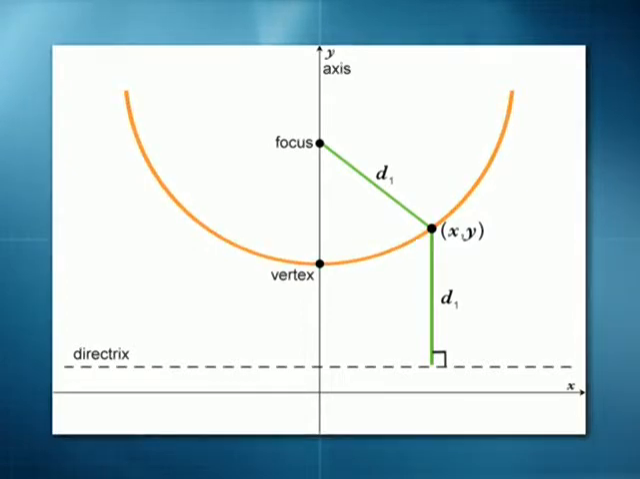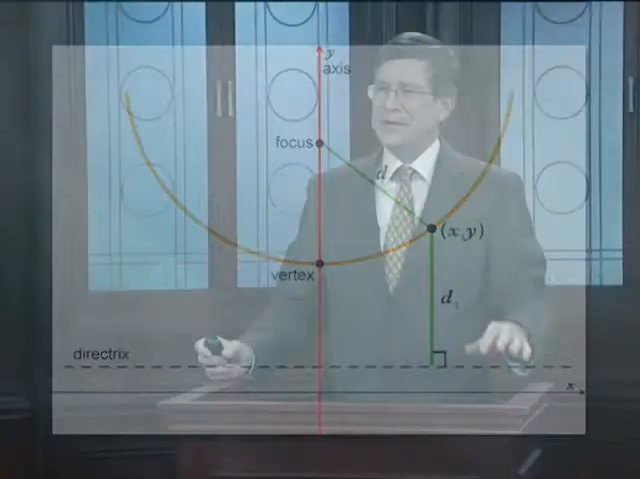Now, there's some more words here. The midpoint between the focus and the directrix is called the vertex, and that's indicated on the graph there. And then the line passing through the focus and the vertex is called the axis of the parabola. So, with this definition of a parabola as a locus of points, you can derive the equations of parabolas. And that derivation's not very pleasant, and I don't think I'll do it today. But here's the resulting set of equations for parabolas.